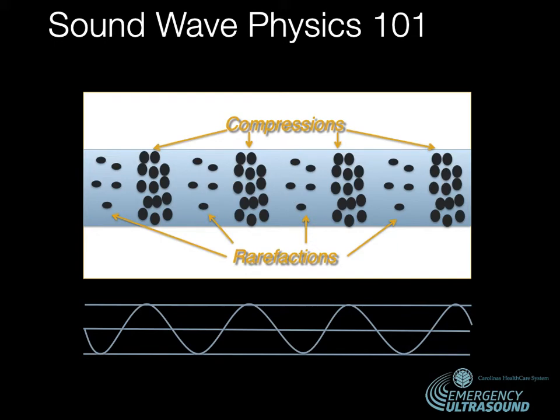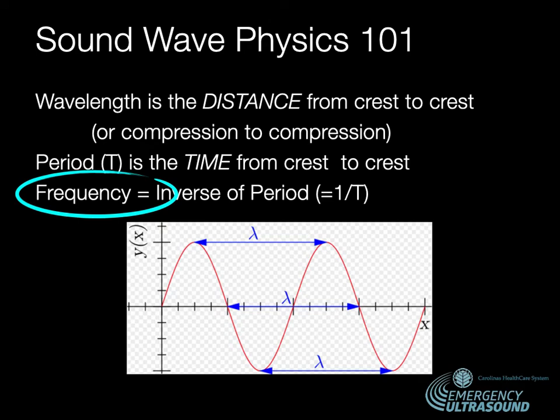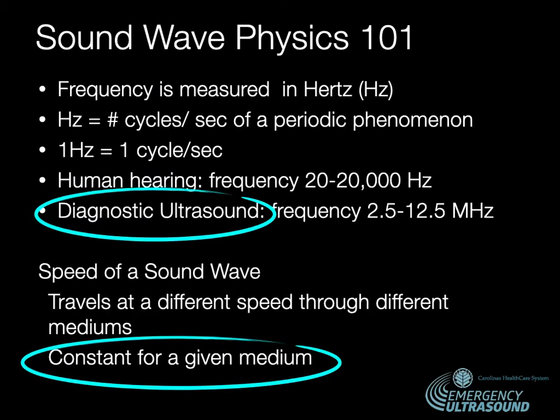by compression. And when we're measuring a pressure wave, we know that the wavelength is a distance from crest to crest or from compression to compression. Your period, or T, is the time that it takes to get from crest to crest, and your frequency is the inverse of the period, and in ultrasound it's measured in hertz. So your frequency is measured in hertz, which is the number of cycles per second of a periodic phenomenon. 1 hertz is 1 cycle per second.